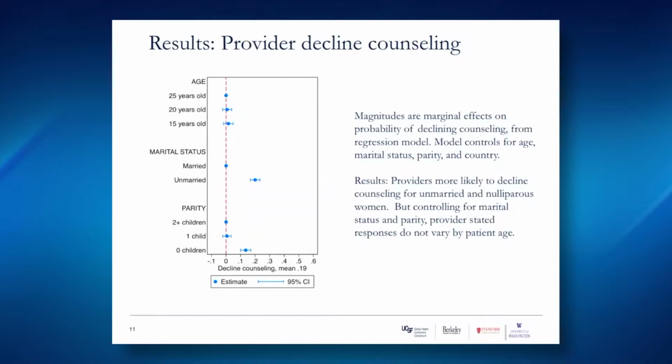And when we look by age, this is pulling across all 3 countries now, we see that about 19% overall say that they would decline counseling across all these different types of clients that we hypothetically gave them. But it doesn't vary by age at all in this multiple regression, once we're controlling for marital status, so being unmarried is what's driving it, and parity. So it's marital status and parity which look like they're driving these decisions around provider counseling.